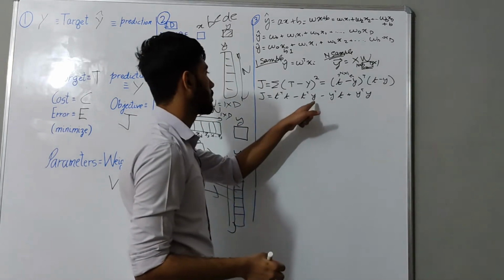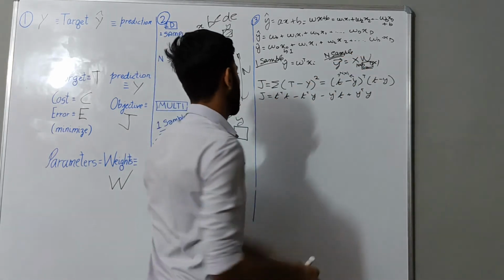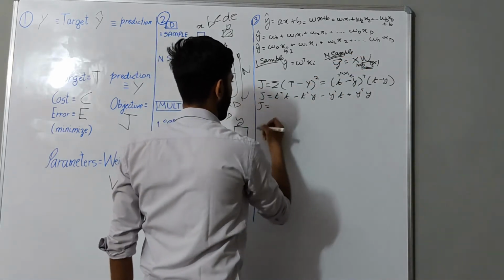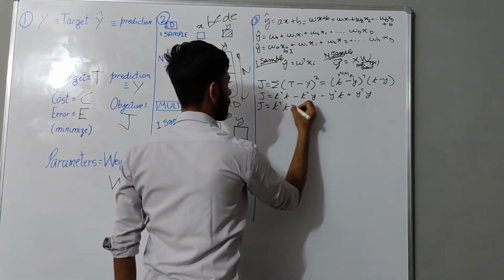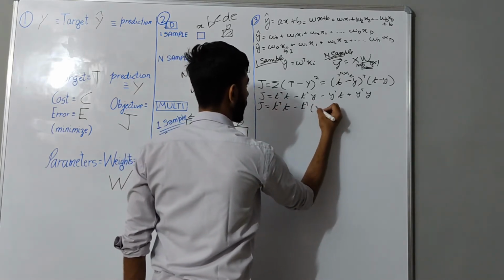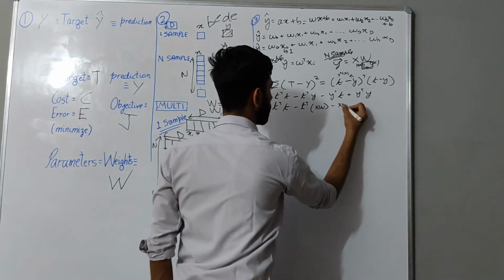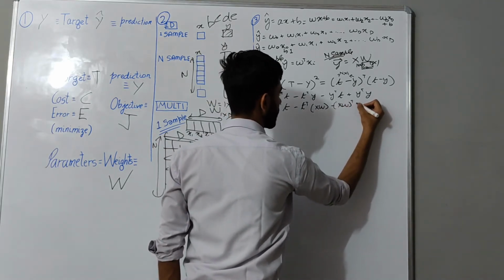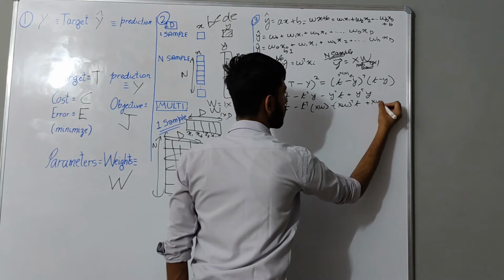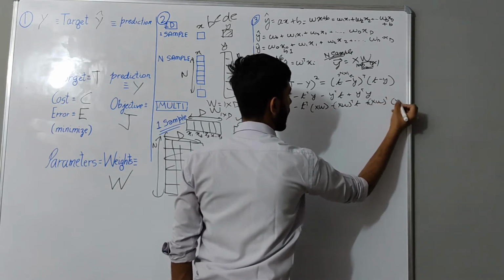Now I am going to substitute the value of y with xw. So now my equation looks like t transpose t minus t transpose xw minus (xw) transpose multiplied by t plus (xw) whole transpose multiplied by xw.